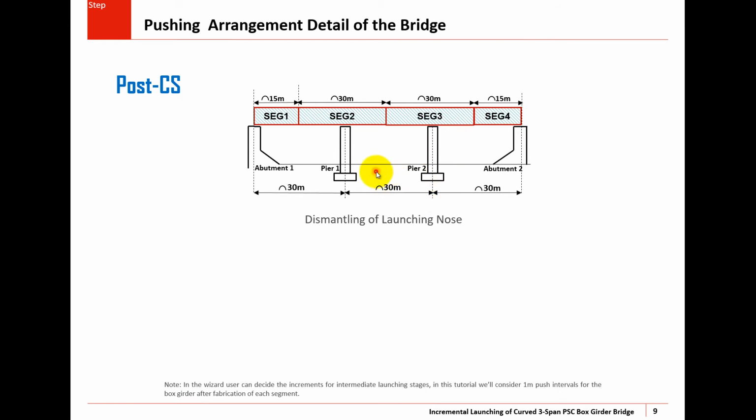And next, the post construction stage, where they'll dismantle the launching nose and remove all the temporary formwork or detach any other things, and my bridge construction process would be done. And kindly note that the segment lengths are different from the spans, where you have 3 spans here, the curved spans that I mentioned before, 30 meters each, and the segment lengths from 1 to 4 would be 15 meters, 30, 30 and 15. So these two are different.